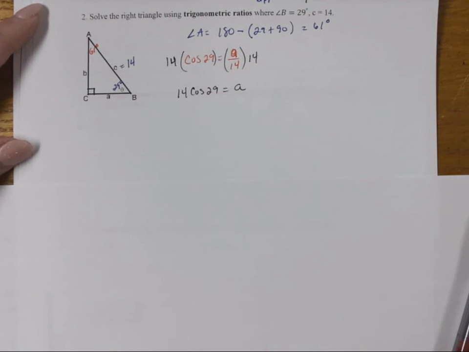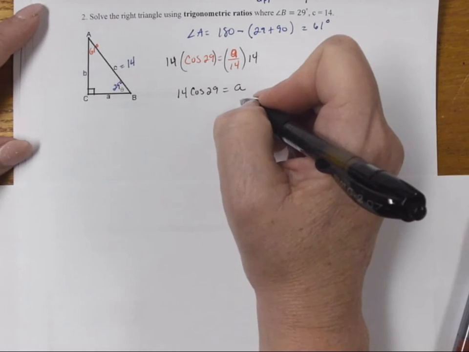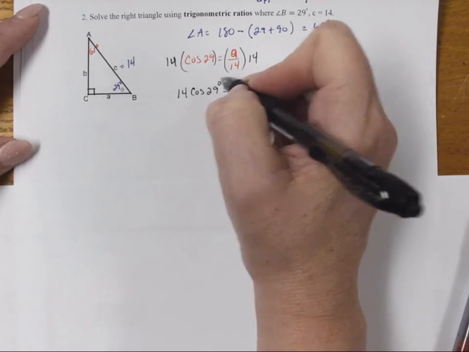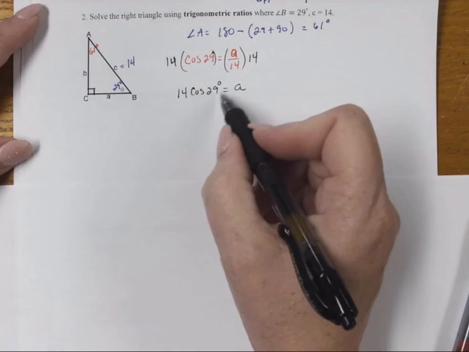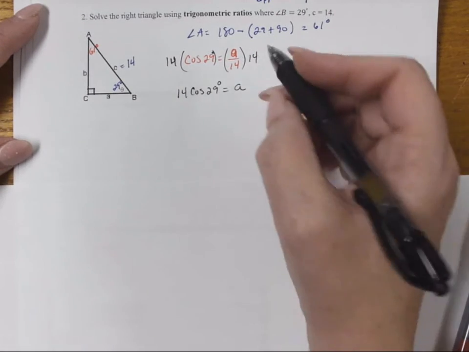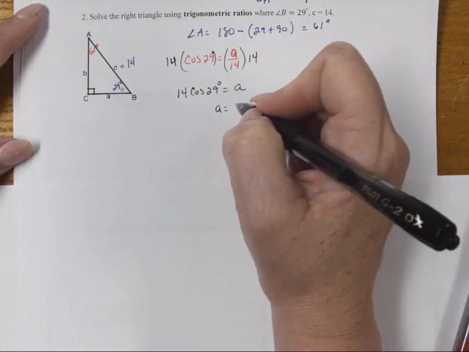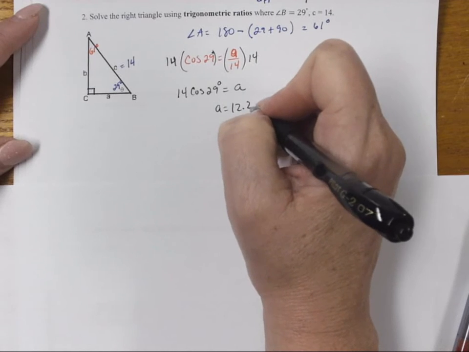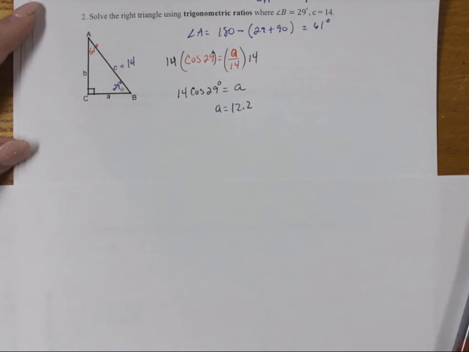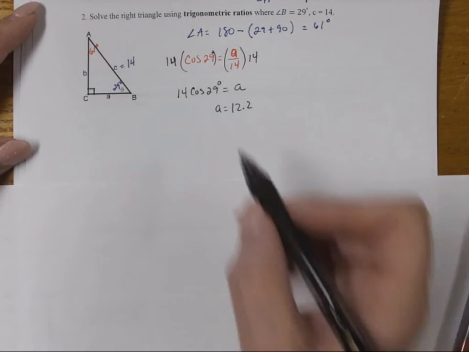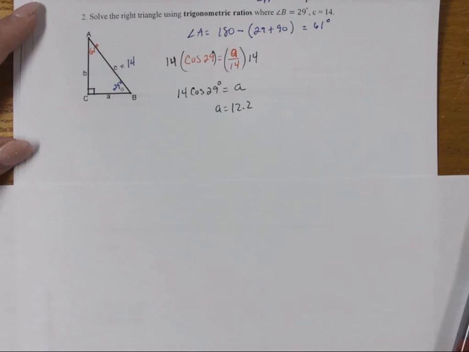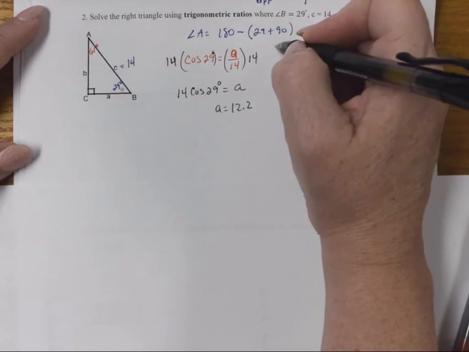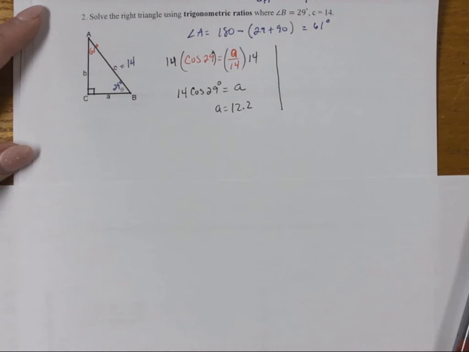I plug that into my calculator, and this is 29 degrees here, so I need to make sure I use the degree mode, and I end up with A is equal to 12.2. If you're in the wrong mode, you will not get the answer of 12.2, so make sure you're in degree and not radians. So I found A, I need to find B.